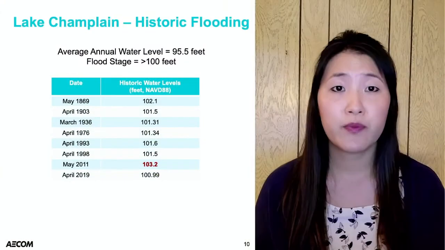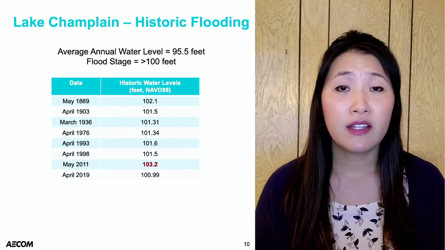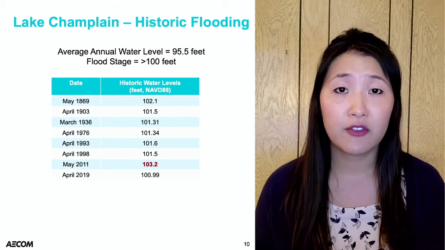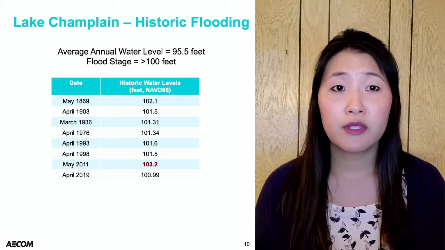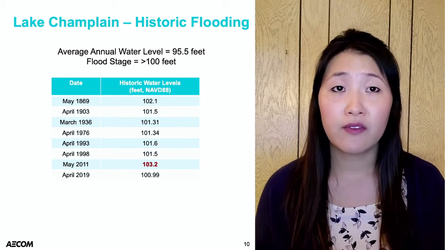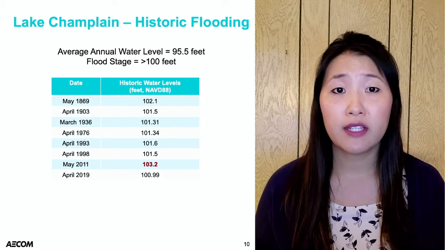And this combination has occurred in varying intensities in the past and has resulted in flood damages and flooding along the lake. The average annual water level of Lake Champlain is 95.5 feet. This varies seasonally, of course, but anything above 100 feet is considered flood stage for the lake. This table shows some of the highest historic flood water levels for Lake Champlain. As expected, most of them fall in that March to May time period, so you have that spring snow melt and also the rains.